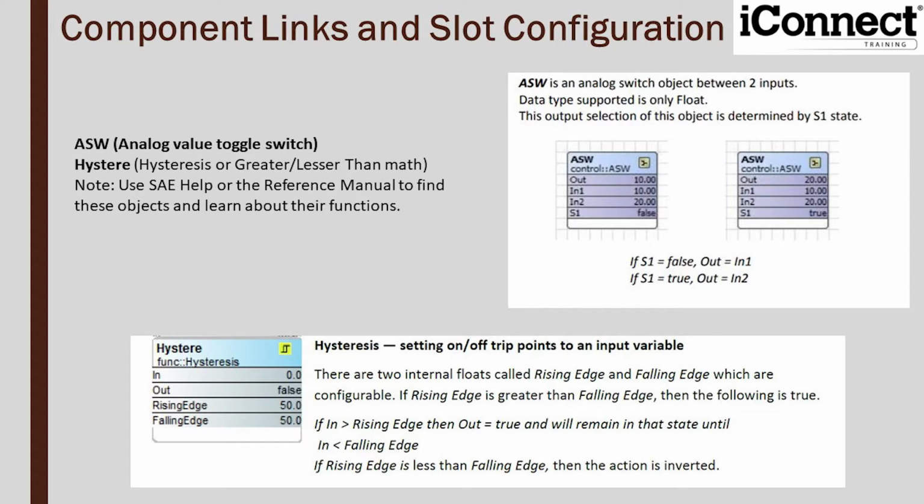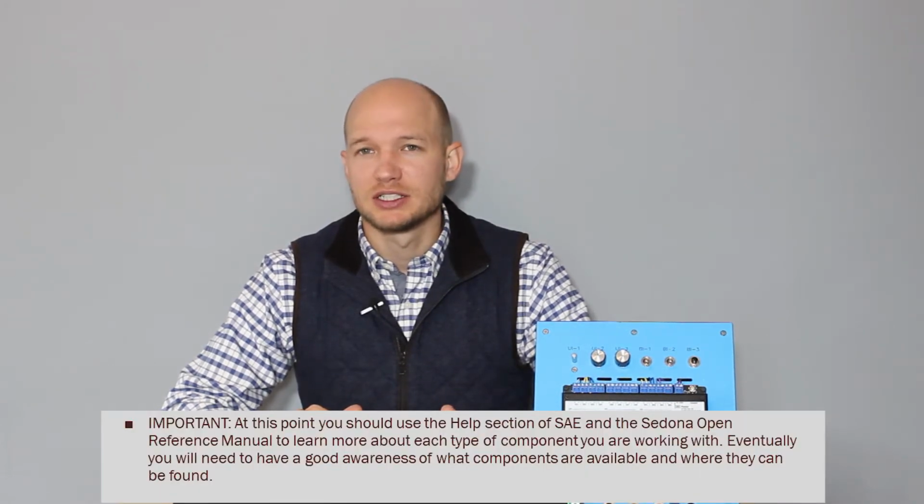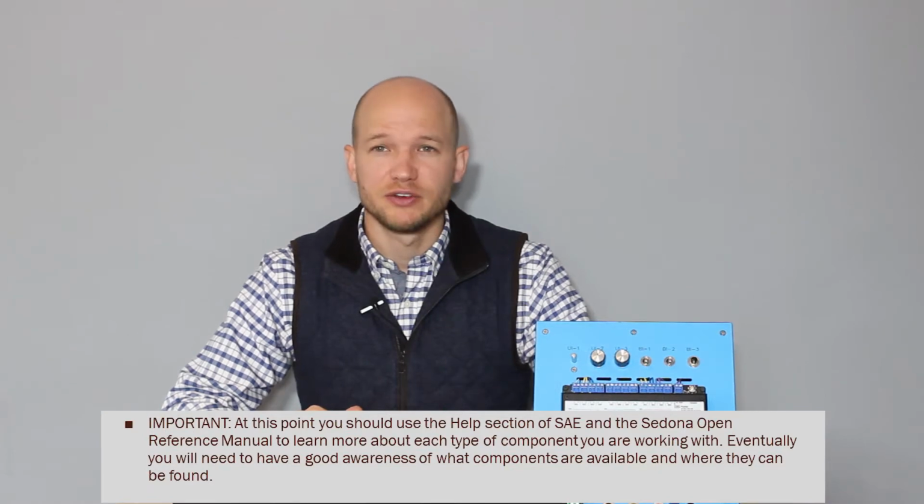The hysteresis component is starting to get into more of the complex components that we'll need for these HVAC programs. It deals with the rising edge and falling edge and is pretty configurable. If you'd like to learn more about components, there's a lot of great resources out there. In the SAE tool, the help section has a lot of good details and information.